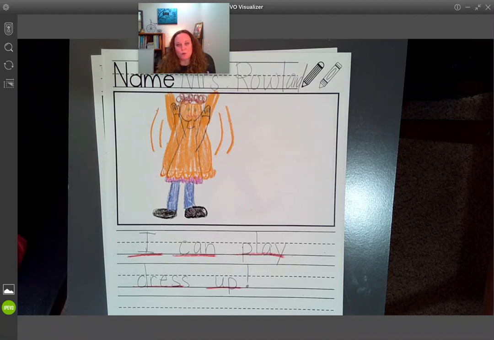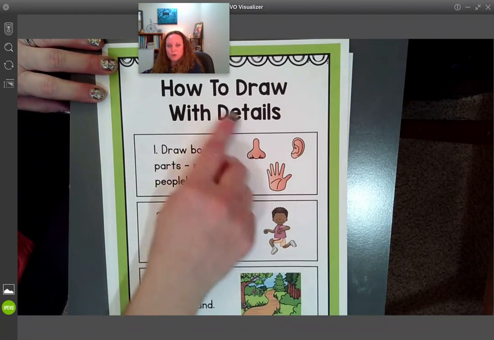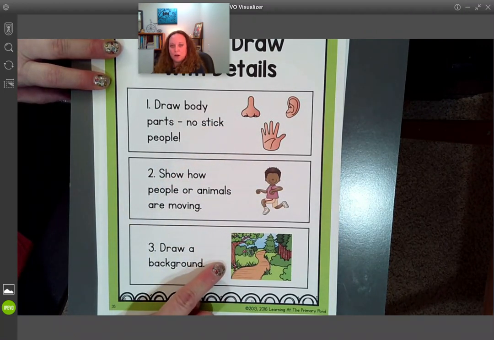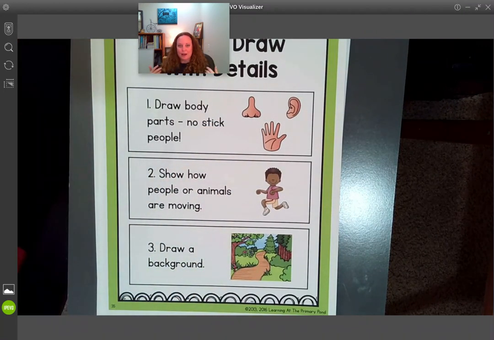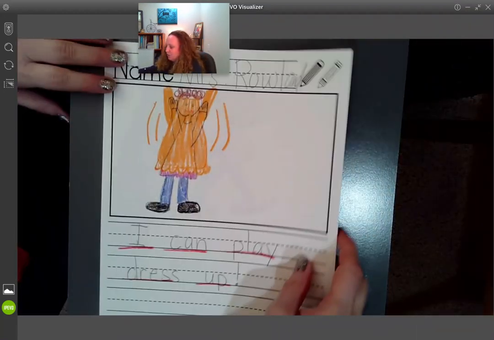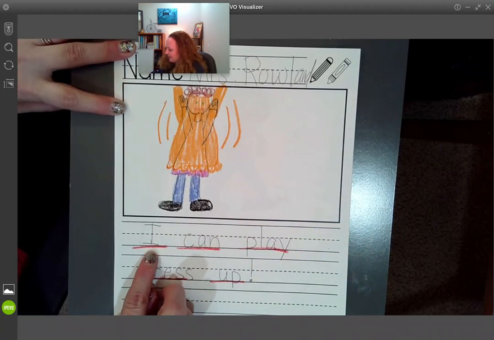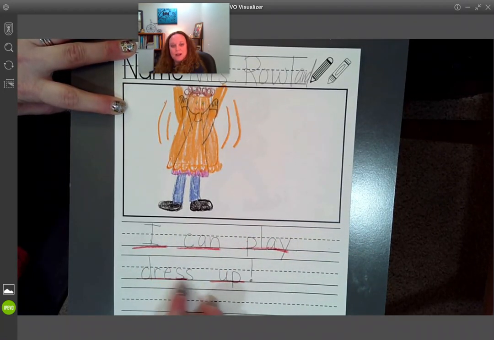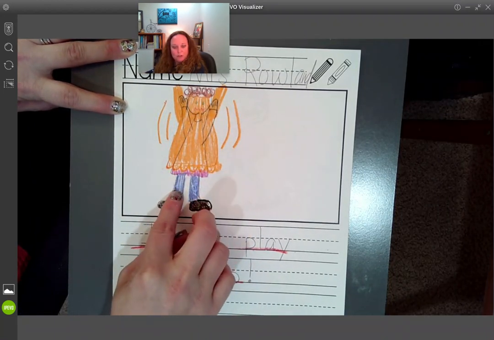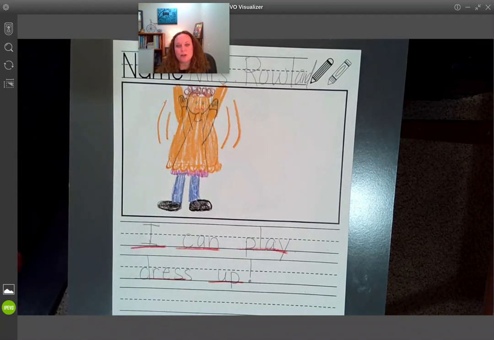So if I go back to what our goal is today, we're going to be learning how to draw with details, but more importantly, we're going to be learning to draw a background. I want to know what's happening on the page, or if the character was here, I want to know what's going on behind them. So let's take a look at this one right here. If you remember, my story said, I can play dress up. And here you could see that I had my regular clothes on, and I was putting a nice orange dress over top.